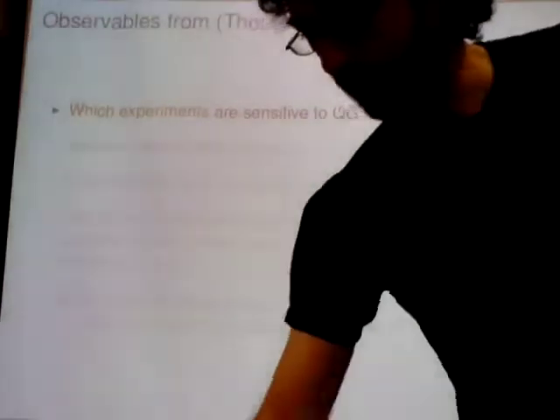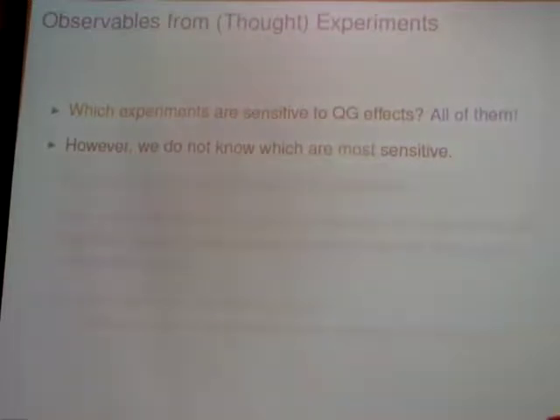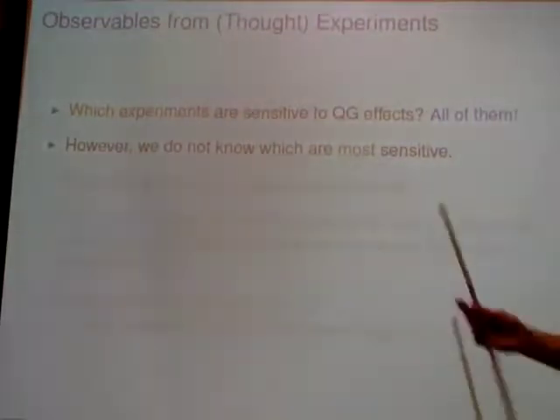So, which experiments or experimental protocols should we concentrate on? Which are the ones that are sensitive to quantum gravitational effects? The kind of easy but true answer is that all of them are, because everything is coupled to gravity. Okay? Unfortunately, we don't necessarily know in advance which experiments will be most sensitive, because there are quantum gravitational effects everywhere in this room. We just don't see them.